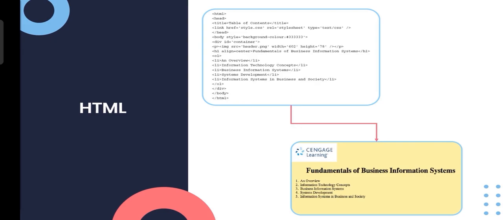Now, remember we spoke about clients earlier. The client's job is to take all that code that you see at the top and render it out into a human readable format. Okay, and this is why we have clients in web development.